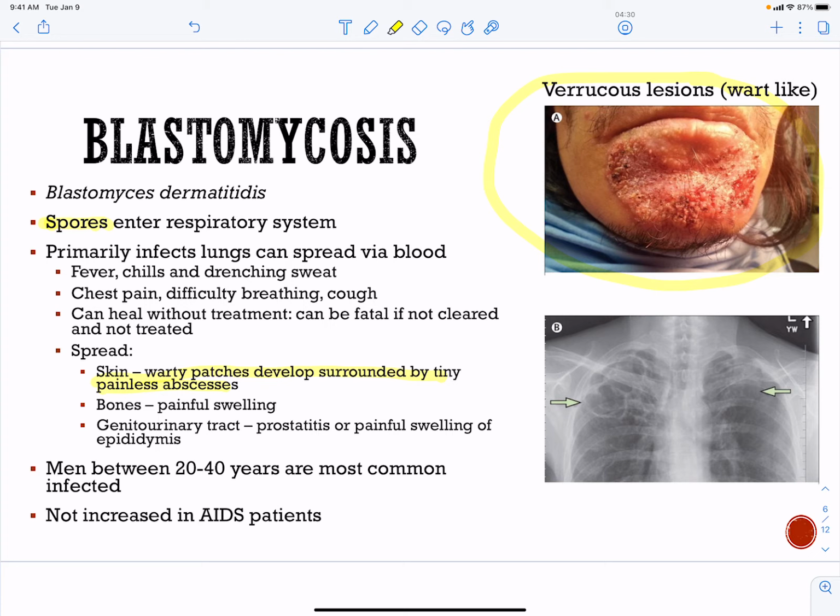It can also cause prostatitis or painful swellings of the epididymis in men. Typically, males between the ages of 20 and 40 are most commonly affected because this organism is found in wet soils, typically associated with hunting, fishing, and hiking. And you can see that this is an image of the lesions in the actual lungs.